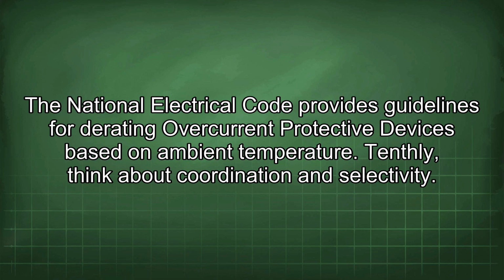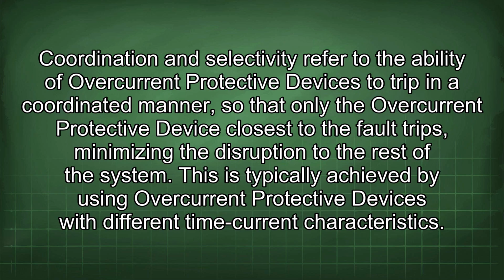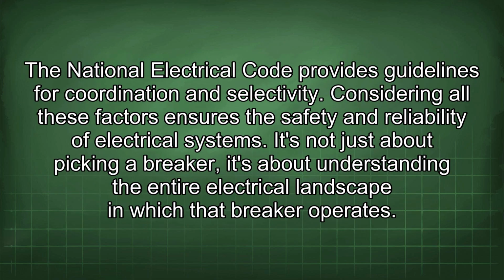Tenthly, think about coordination and selectivity. Coordination and selectivity refer to the ability of overcurrent protective devices to trip in a coordinated manner, so that only the overcurrent protective device closest to the fault trips, minimizing the disruption to the rest of the system. This is typically achieved by using overcurrent protective devices with different time current characteristics. The National Electrical Code provides guidelines for coordination and selectivity.